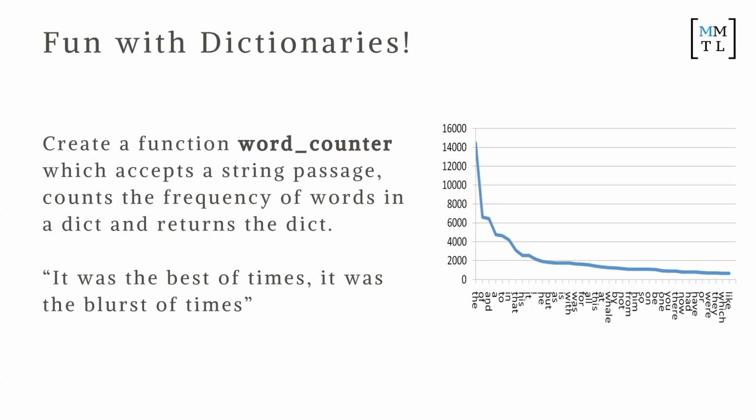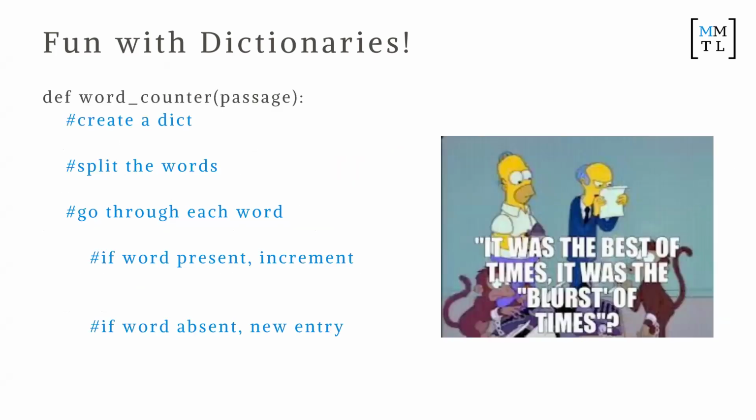So hopefully everyone had a chance to work on this. So we have a function here, word counter, which accepts a passage, and I split it into this workflow. Okay, so step number 1 is to create a dictionary. Step number 2 is to split the words. Okay, I've omitted removing the punctuation just for brevity in this case.